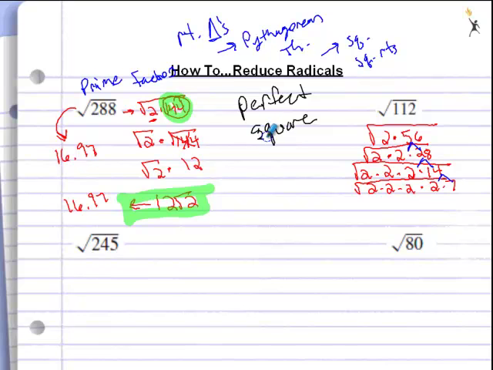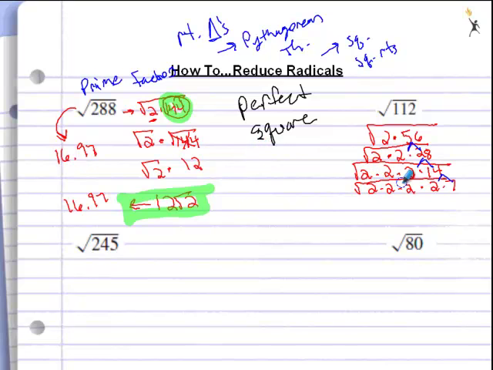And again, this is algebra. A perfect square is a number that has 2 numbers, or 1 number, when multiplied by itself, that it equals. For example, 2 squared is 4. 4 is a perfect square. 3 squared is 9. 9 is a perfect square. And you can take that on up.